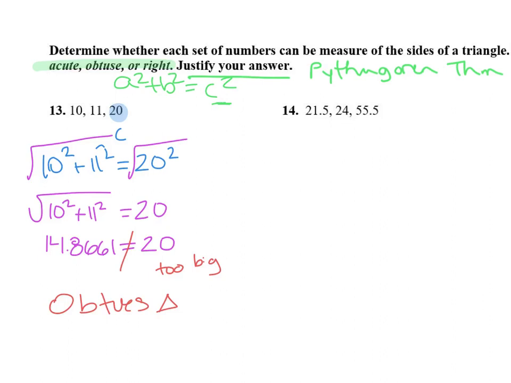And the next one, looking at my numbers, the 55.5 is my largest number, so that's going to be representing my C. So I'm going to go ahead and take my other two sides, 21.5 squared plus 24 squared, and I want to know if that's equal to 55.5 squared. Okay, once again, if you want to take the square roots, oh, I forgot my exponent. You can.